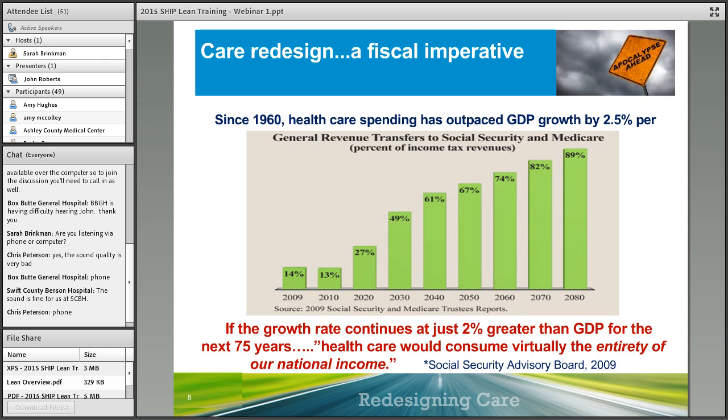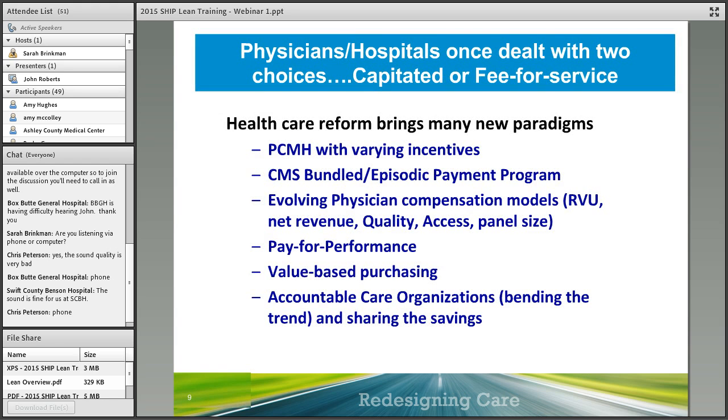Thank you. So again, since 1960, healthcare spending has outpaced the gross domestic product by at least 2.5% each year. And again, if we continue on that line, in the next 75 years, healthcare would consume almost everything of our national income, where there would be no more money for things like roads or education or those types of other expenditures, which the federal government has to really take a look at. So again, we have to be looking at how we can provide more value in the healthcare system.